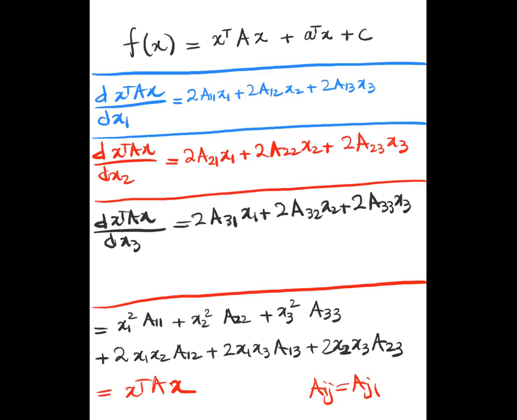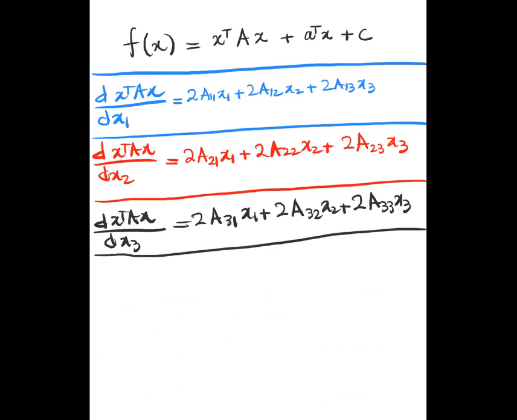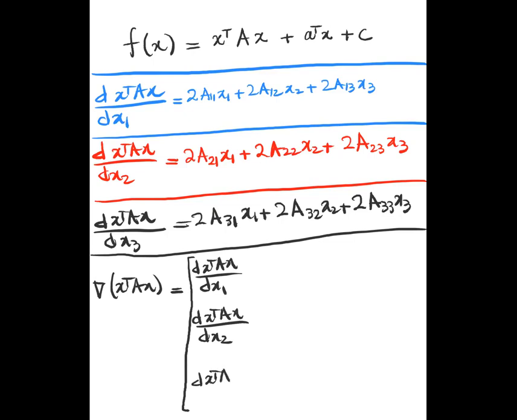So now, what are each of these terms? Essentially, we can write that the gradient of x transpose A x, which is d(x transpose A x)/dx1, d(x transpose A x)/dx2, d(x transpose A x)/dx3, happens to be 2Ax.